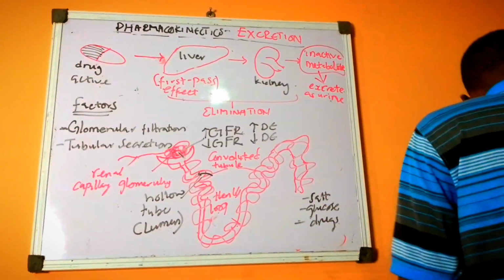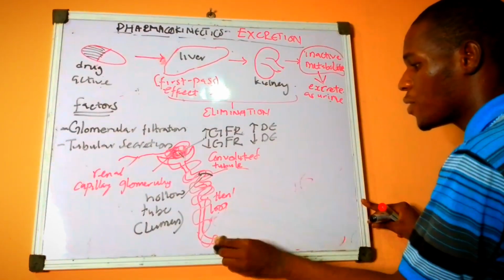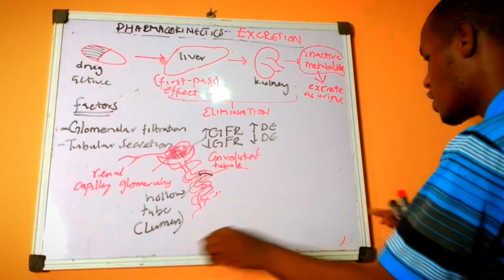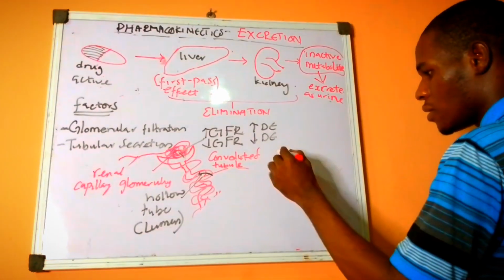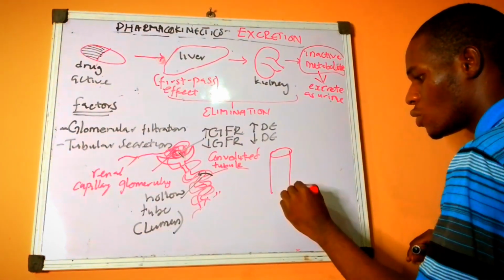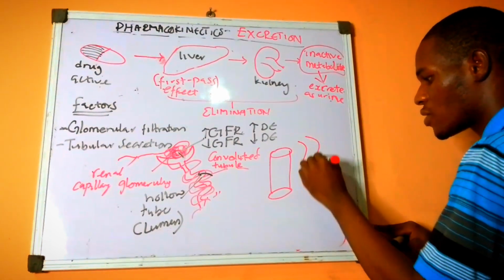Permit me to clean this, please. I hope you get the structure and the diagram and all. So let's say this is the hollow lumen of the kidney tubules. This is the blood vessel.